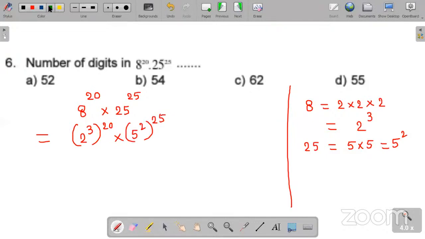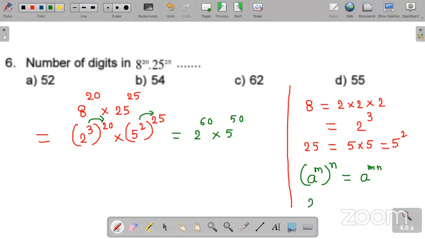We have one beautiful formula in the exponent chapter: a to the power of m, all to the power of n, is a to the power of mn. So that means multiply 2 into 3, 2 into 25. So we get 2 to the power of 60 into 5 to the power of 50, you can write it.